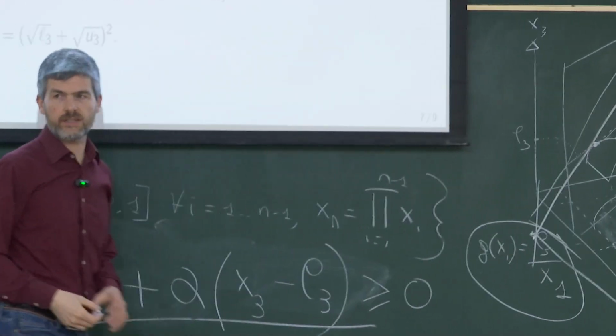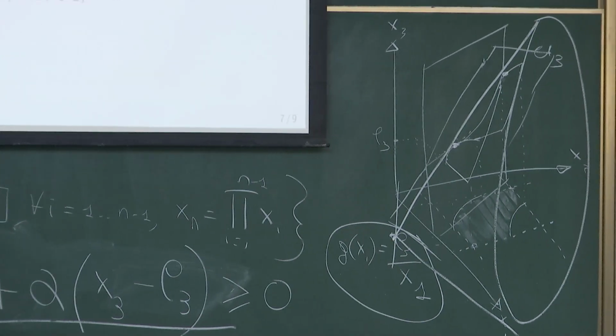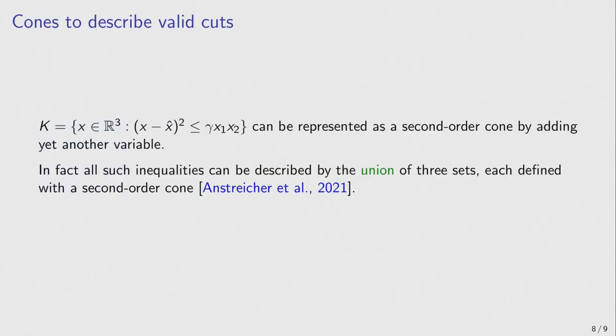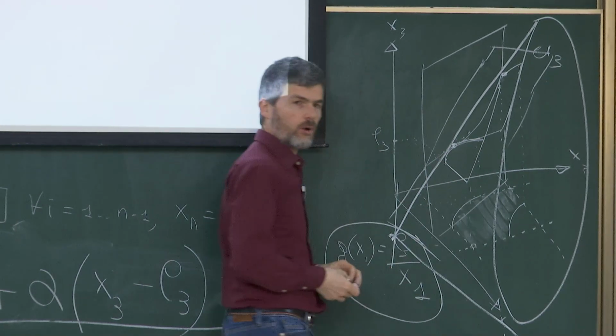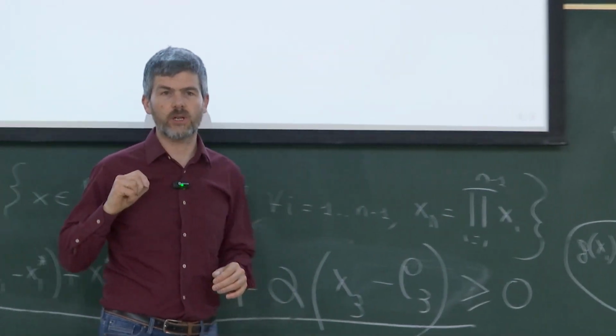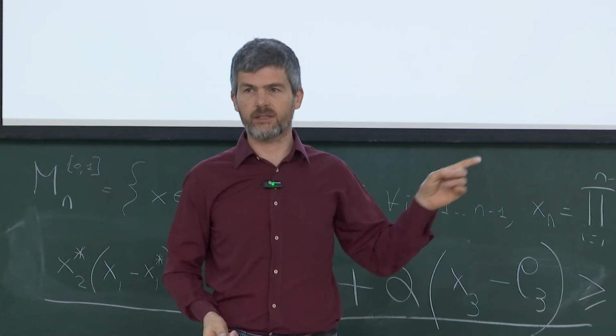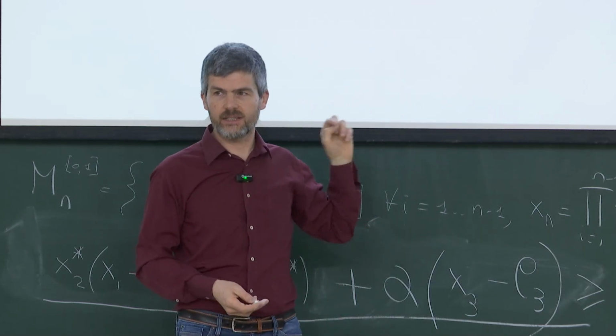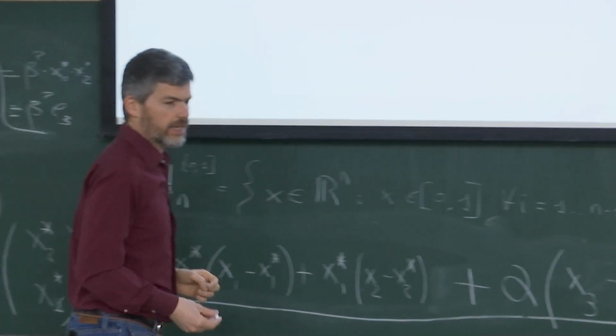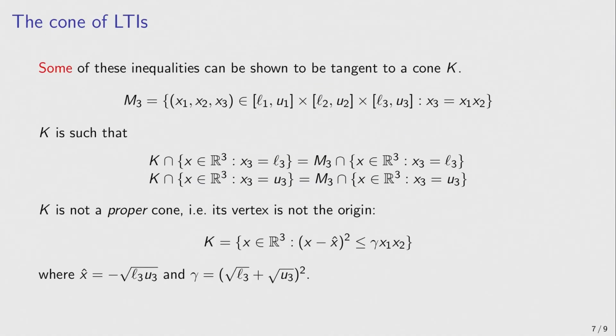And some of these inequalities are just part of this cone. There's an even nicer result by Anstreicher and others, which says that with this cone you can only include a few of these lifted inequalities. There's another set of inequalities that you can still obtain with the same method, but they are not included in this cone. They're included in other cones. And I didn't say this, but this, apart from the shifting in the origin, is a second order cone.